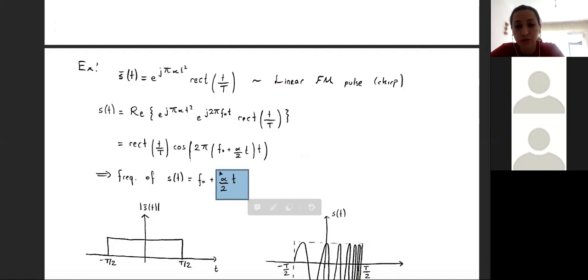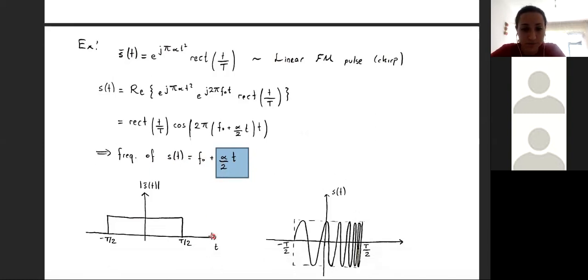Okay, if your alpha is greater, you're going to have a highly oscillating behavior in your linear FM. If your alpha is smaller, you're going to see slower variations. And so here you see the demonstration of that as well.